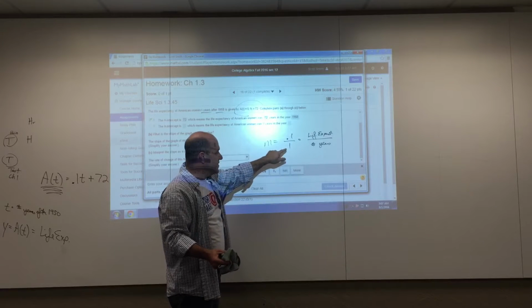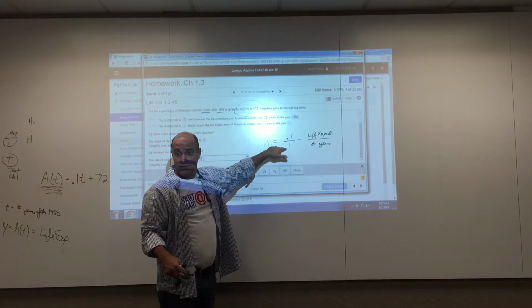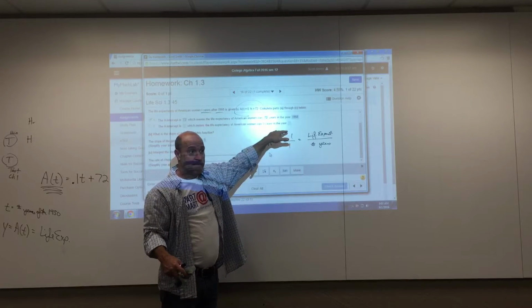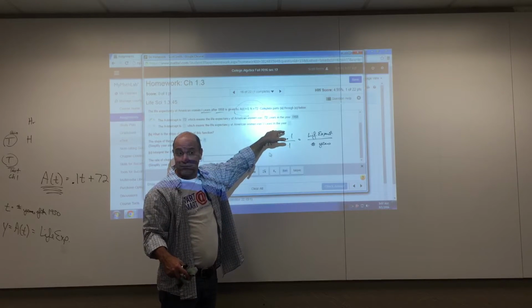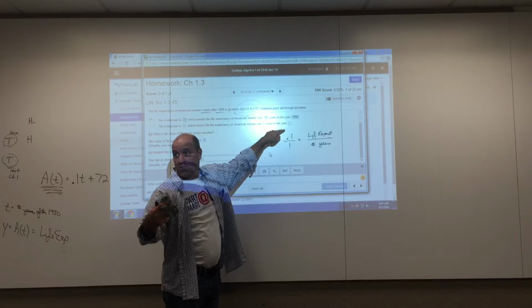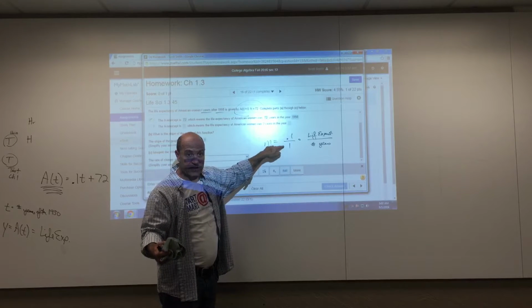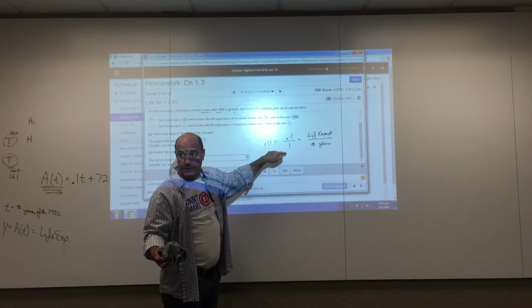Every year since 1950, their life expectancy goes up 0.1. Right. Their change in Y is 0.1. Their life expectancy goes up 0.1 for every year that goes by. For every X, this is X changing, this is Y changing. That's what a slope is.